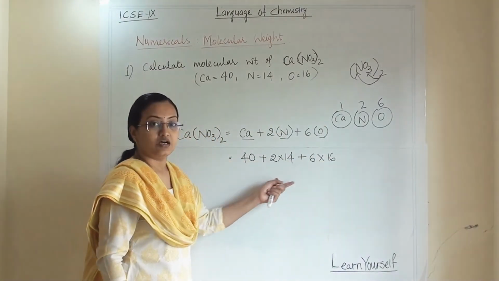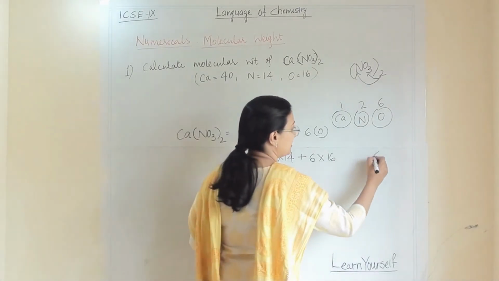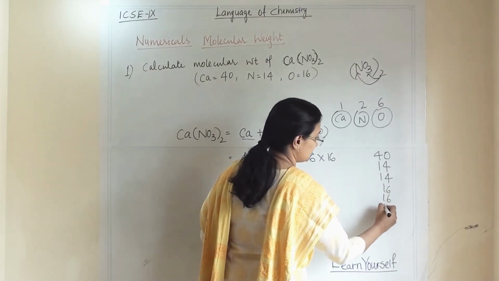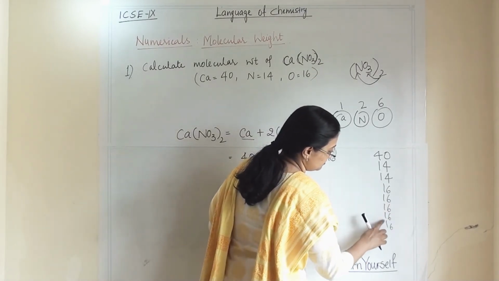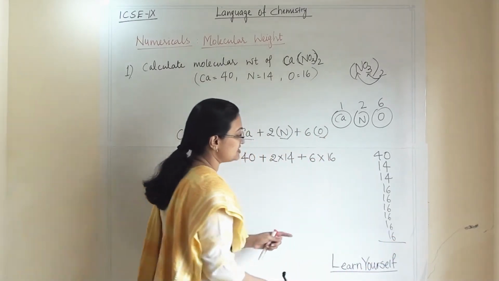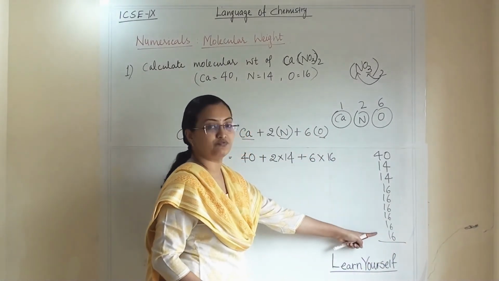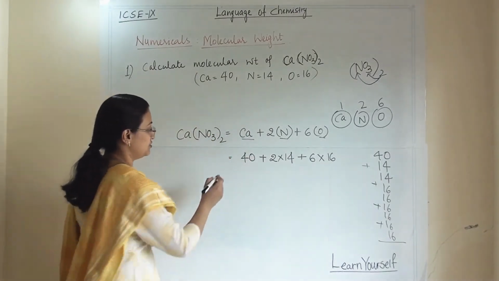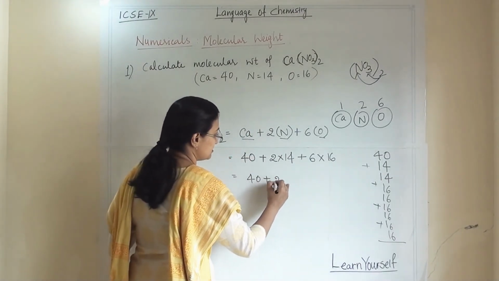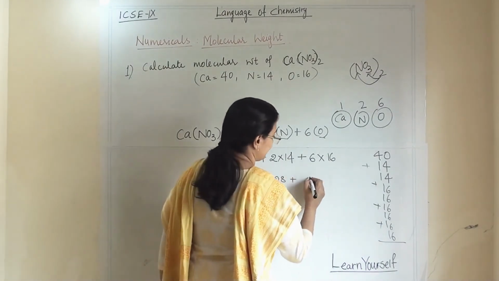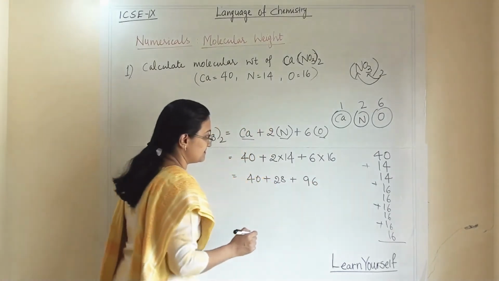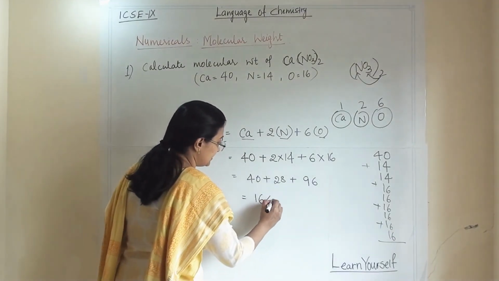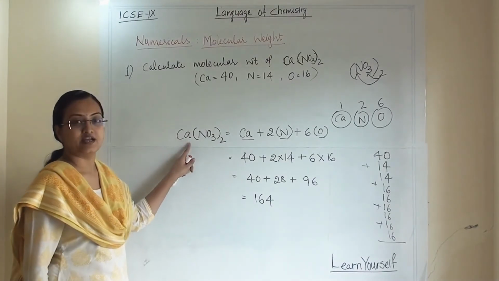So this is a short way to add all the atoms, or you can add calcium 40, nitrogen 2 times, oxygen 6 times, and this will be your molecular weight. All the atoms we are adding. So this will be your molecular weight for calcium nitrate. So here it is 40 plus 28 plus 96. Now when we add this, our answer is 164, the molecular weight for calcium nitrate.